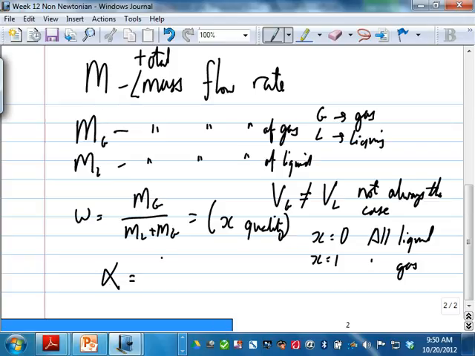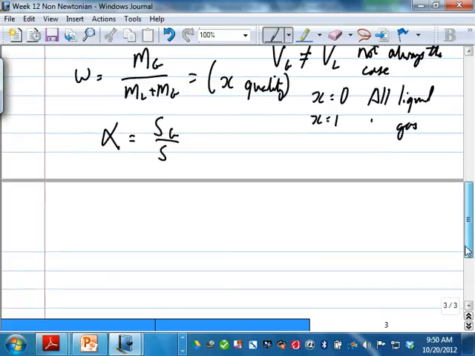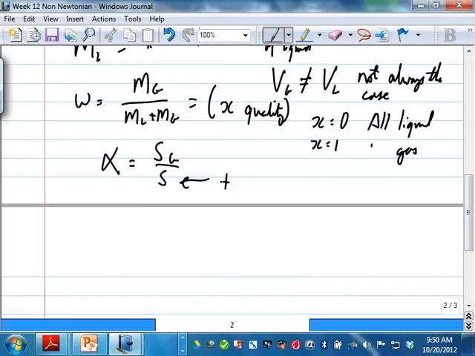Alpha is SG over S. S is the area of the pipe, S, total area of pipe or column or whatever is going on inside. SG is the time average cross-section area of gas phase.